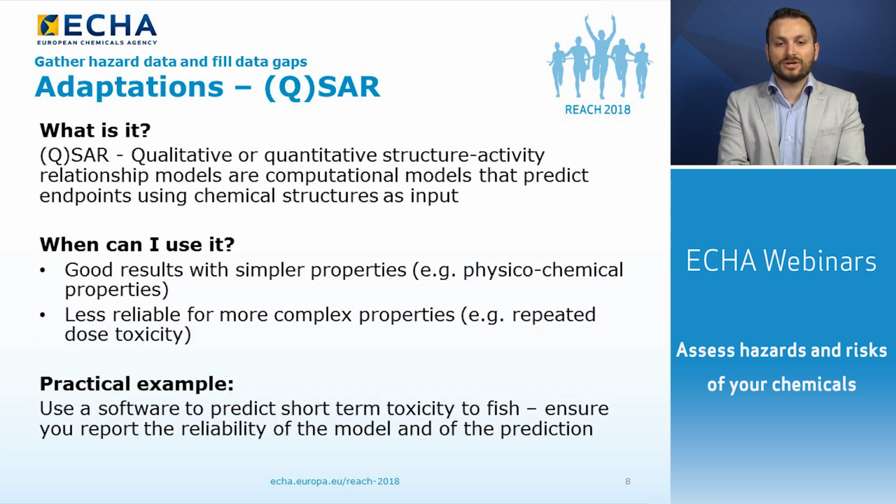QSARs, quantitative structure-activity relationships, are computational models that predict endpoints using chemical structures as input. It is better to use them for predicting simpler endpoints, such as physicochemical properties, because their results are less reliable when predicting more complex properties. They are also useful when the substance is difficult to test, like in case of low solubility. Note that we have recently updated ECHA's practical guide on QSARs with examples and useful tips. In this practical guide, you will also find a list of software, and some of them are free, that you can use to predict the different REACH endpoints.